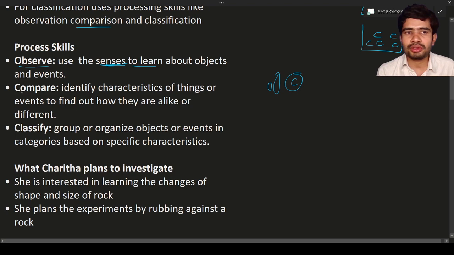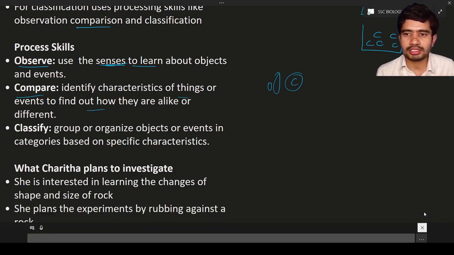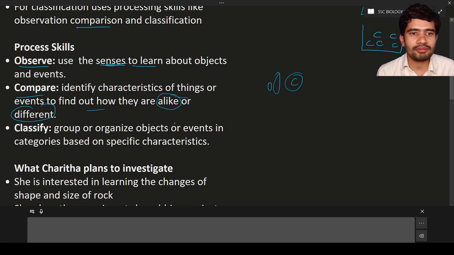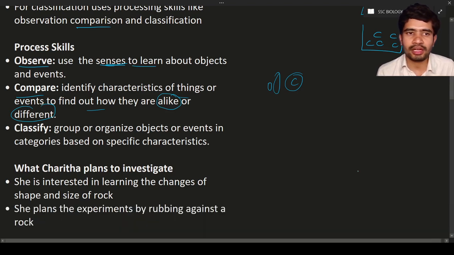Next he is going to compare. He is going to compare the characteristics of the things or events to find out how they are alike and different. So in the group of seashells, he is going to compare these shells. Some shells are smaller, some are larger, or some are colored. So he's going to compare different things. Are they looking the same, or are they looking different?